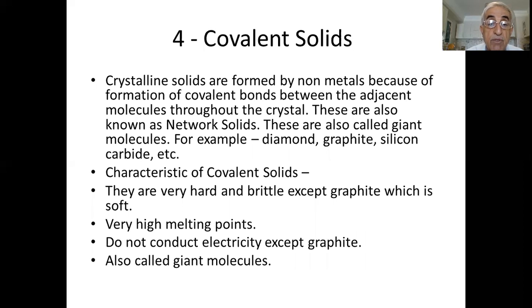Number 4, covalent solids. Crystalline solids are formed by non-metals because of formation of covalent bonds between the adjacent atoms throughout the crystal. These are also known as network solids. They are also called giant molecules. For example, diamond, graphite, silicon carbide, etc. Characteristics of covalent solids: they are very hard and brittle except graphite, which is soft. Very high melting point, do not conduct electricity except graphite.